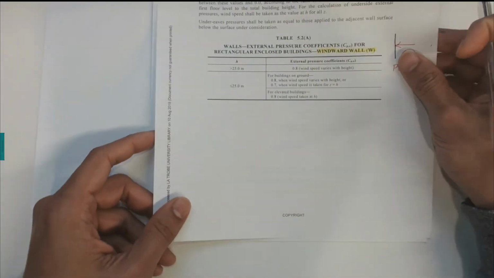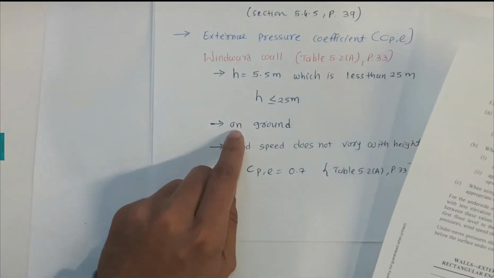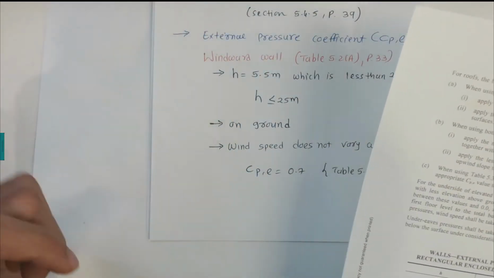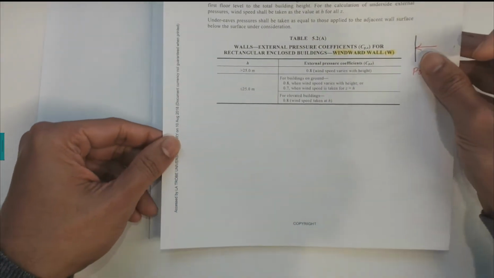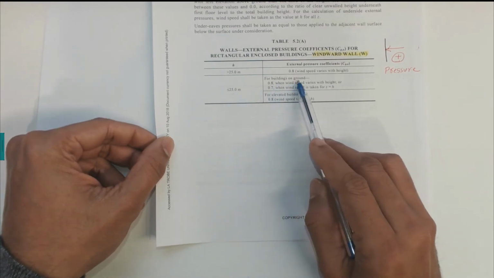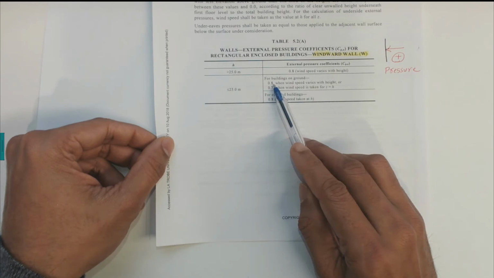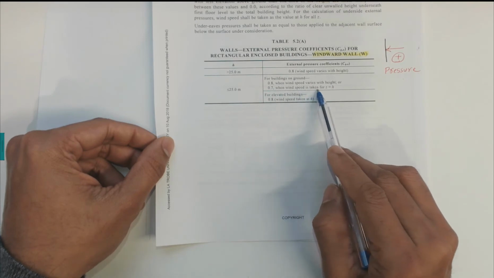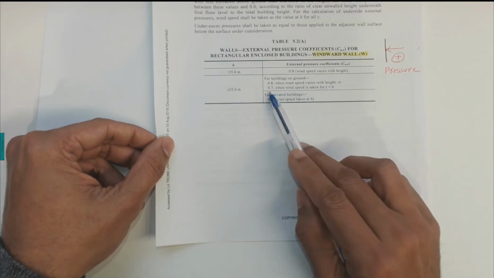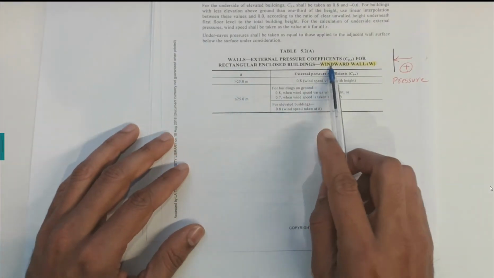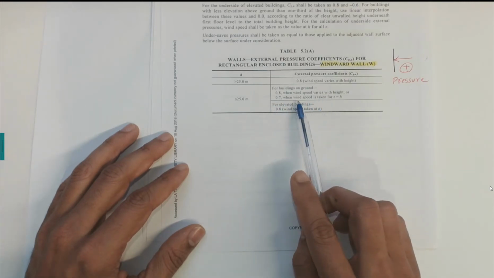So we are looking at the table row which is less than 25 meters, and the building is on the ground, and the wind speed does not vary with the height. So it's not a high-rise building, it's just a single-story building, so we're not looking at something that varies with the height. In this case, less than 25 and for a building on the ground, we have two options. We have 0.8 when the wind speed varies with the height, but this is not our case. But 0.7 when the wind speed is taken as not varying with height. So in our case, CPE is equal to 0.7.